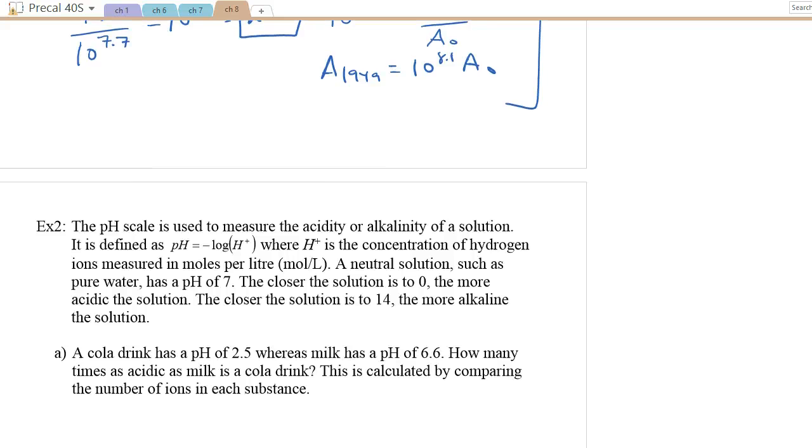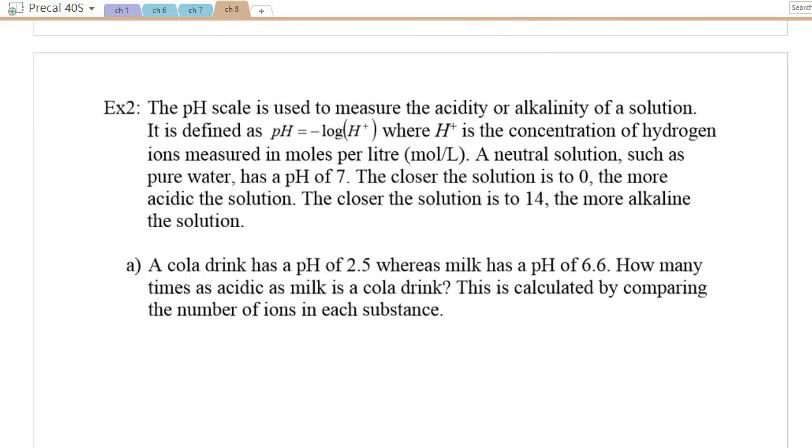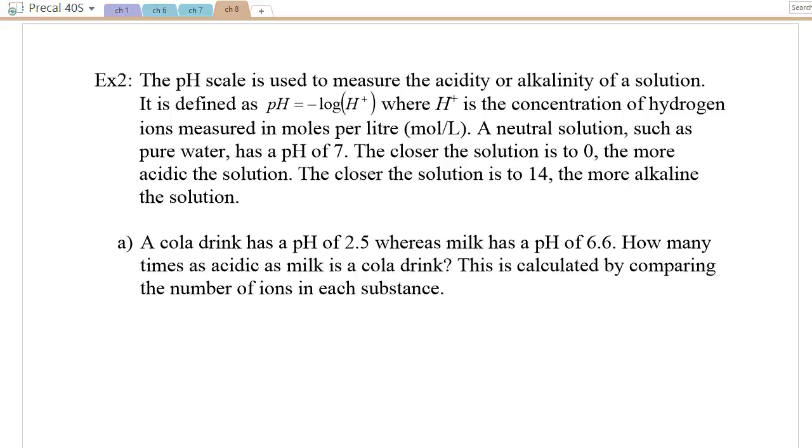And let's take a look at our next example, number 2, and we're talking about the pH scale. Those of you in grade 12 chemistry who are taking it this semester, or if you took it in a previous semester, you'll be familiar with this already. The pH scale is used to measure the acidity or alkalinity of a solution.